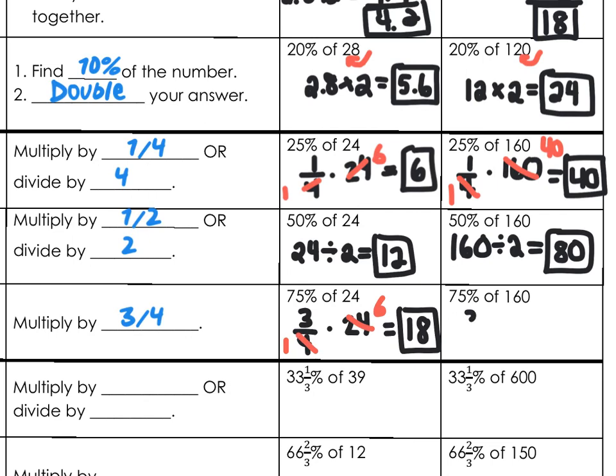And the other way you could think about it is divide the number by 4 first and then multiply that by 3. Okay, so here 160 over 1. We're going to divide by 4 first. Okay, so we get 40 here, and then times it by 3. 40 times 3 is 120.